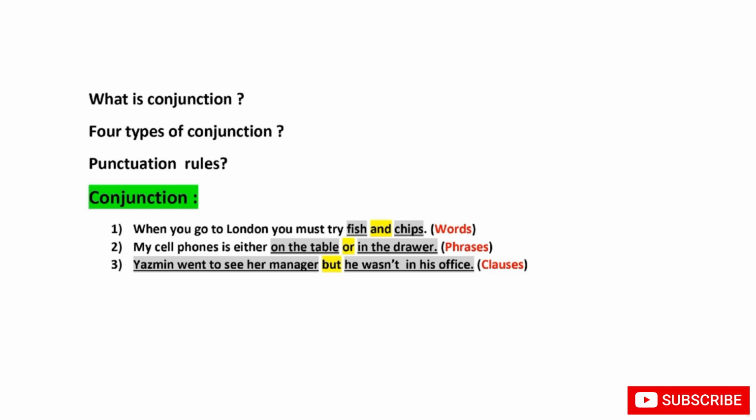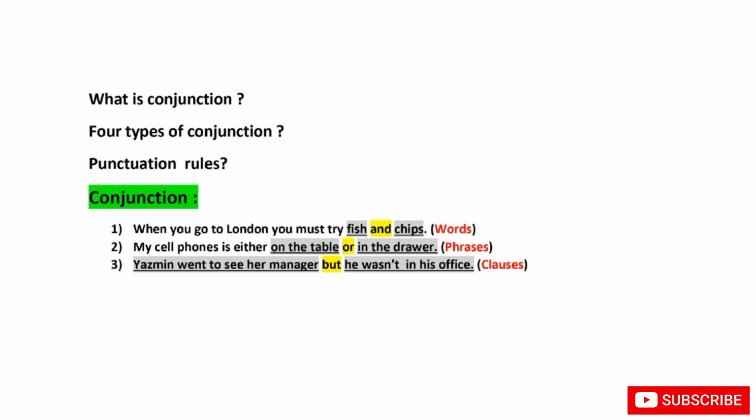Okay, so first, what is a conjunction? A conjunction is a word that connects parts of a sentence. It can connect words, or it can connect phrases, or even clauses. Look at these examples. In number 1, when you go to London, you must try fish and chips. Fish and chips is a popular food in the UK. So here the conjunction and connects 2 words, fish and chips.